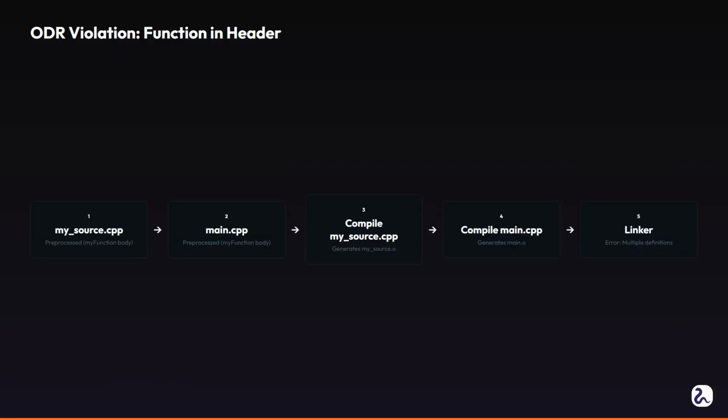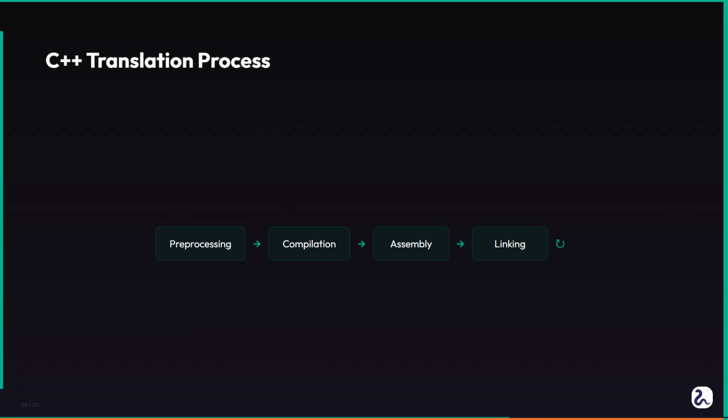The most common ODR violation happens when you define a non-inline function or a non-const global variable directly in a header file. If myFunction's body was in my_header.h, and both my_source.cpp and main.cpp included it, you'd get two definitions. When you try to link those two compiled object files, the linker would complain, error: multiple definition of myFunction. This is a classic C++ error that tells you exactly what happened. You broke the one definition rule.